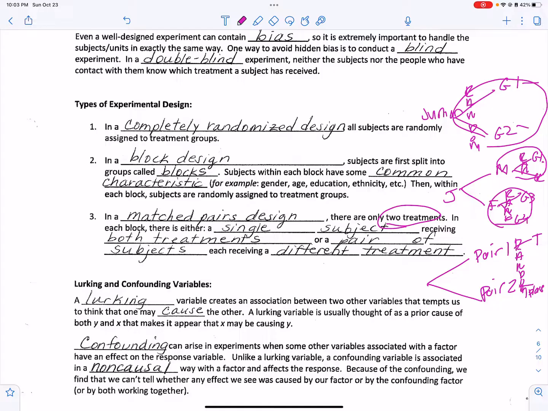Now, the best matched pair is me, because I am most like me, right? Sometimes you can't. Like if I'm doing shampoo, I can't shampoo the left hair and the right hair, so I have to do something different. The way I would do that is I would match pairs with people that are as similar as possible. But the reason I would say me is this.